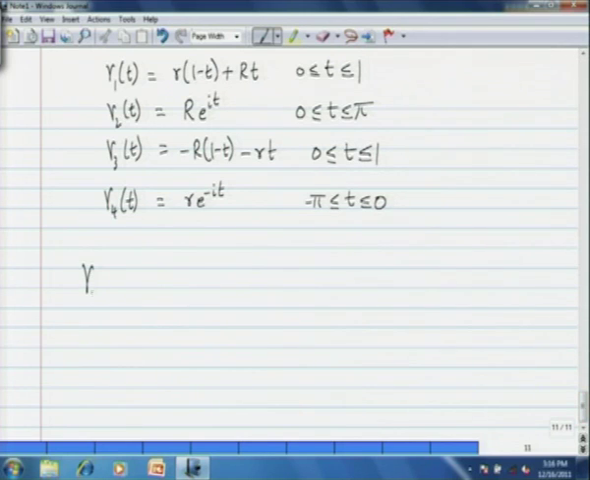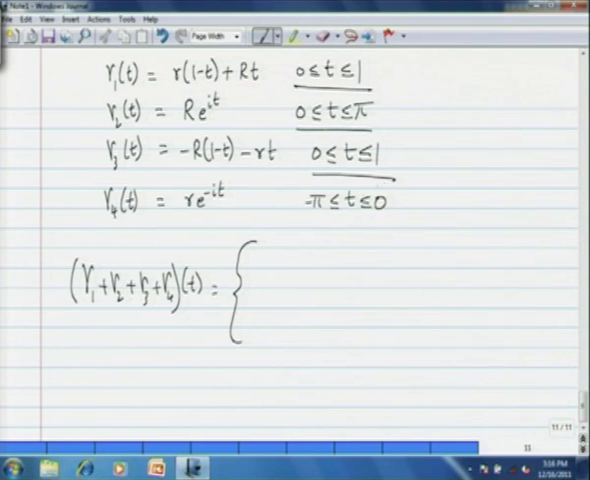So, we can construct the join of these 4 curves, gamma 1 plus gamma 2 plus gamma 3 plus gamma 4 of t. We can construct the join by actually translating these parameter intervals appropriately. So, let's trace gamma 1. This is equal to r times 1 minus t plus R t. Let us trace gamma 1 for the time from t equals 0 to 1.